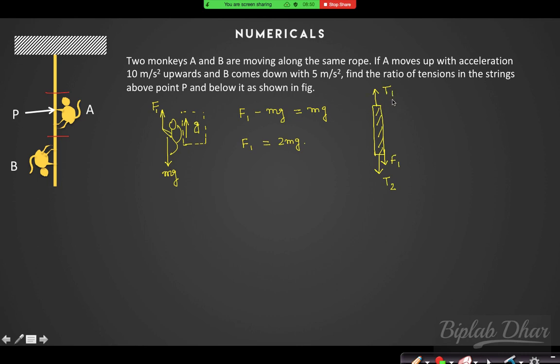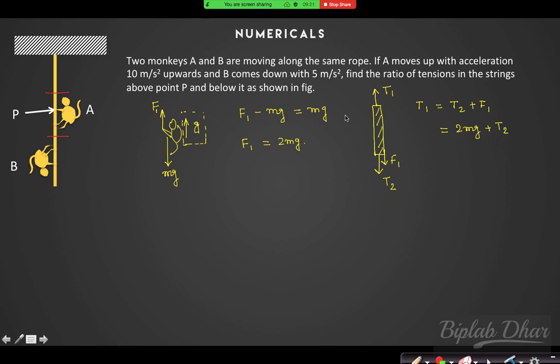Can you write down an equation for these forces? T2 plus F1 is equal to T1. Good. So I can write T1 is equal to T2 plus F1. Now F1 I know. F1 is equal to 2 mg. So T1 is equal to 2 mg plus T2.